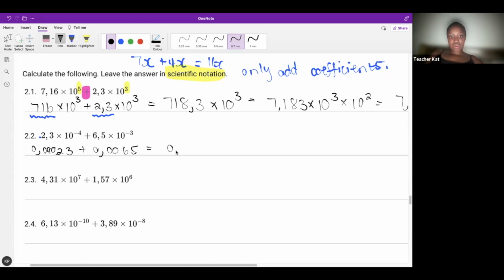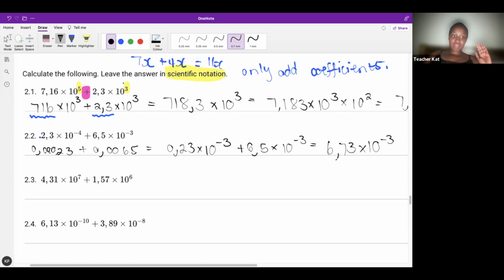So it's gonna be 0,23 times 10 to the negative 3 plus this one stays the same. So I'm gonna leave it the same. Now what is 6,5 plus 0,23? It's 6,73, I believe, times 10 to the power of negative 3.